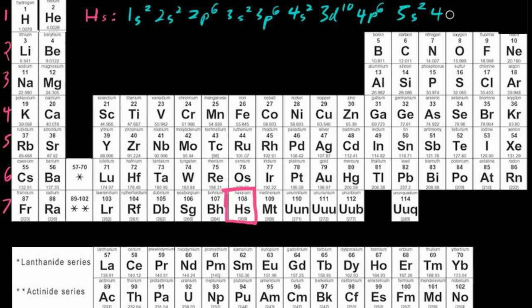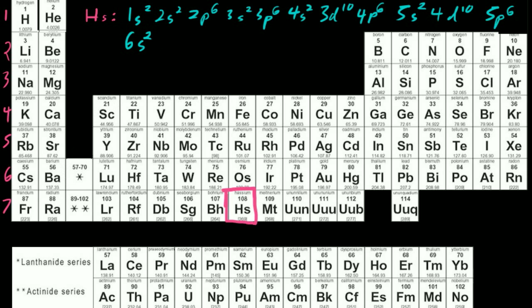So now we fill in 4d10. 4d10 gets us to cadmium. So now we fill in 5p6. That gets us to xenon. Now 6s2. That gets us to barium.